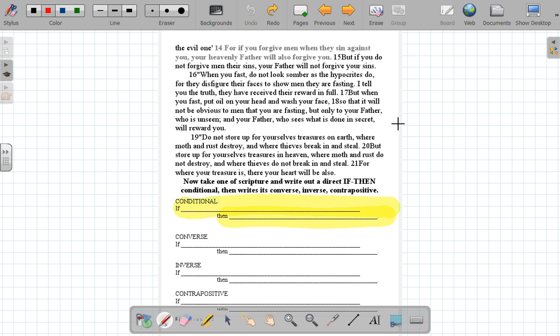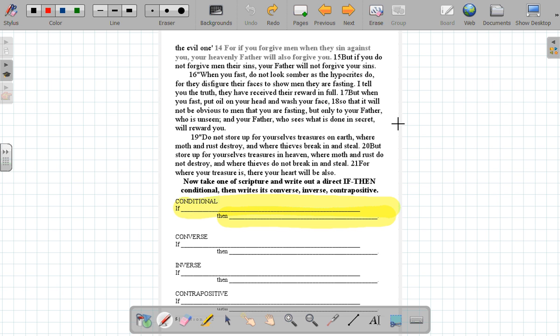Therefore I tell you, do not worry about your life, what you will eat or drink, or about your body, what you will wear. Is not life more than food, and the body more than clothes? Look at the birds of the air. They do not sow or reap or store away in barns, and yet your heavenly Father feeds them. Are you not much more valuable than they? Can any one of you, by worrying, add a single hour to your life?